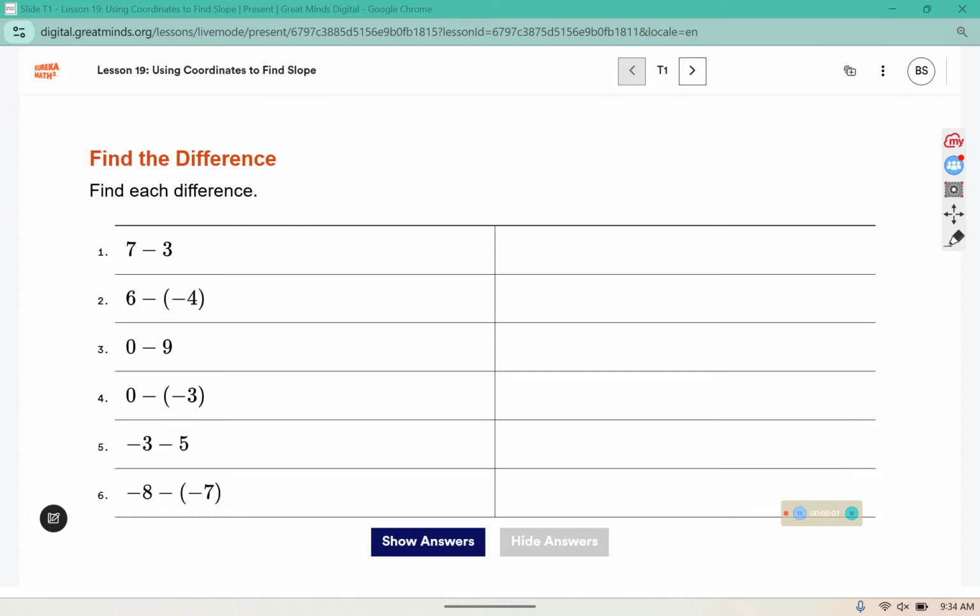Find each difference. When we have a subtracting negative problem, we can leave and then add the opposite, or leave, change, change. So this is -8 plus +7, which is -1.